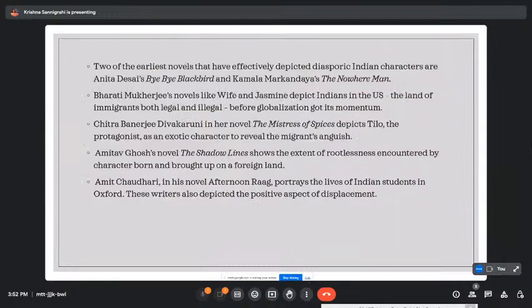Two of the earliest novels that effectively depicted diasporic Indian characters are Anita Desai's Bye Bye Blackbird and Kamala Markandaya's The Nowhere Man. Bharati Mukherjee's novels like Wife and Jasmine depict Indians in the US, the land of immigrants, both legal and illegal, before globalization got into its momentum.